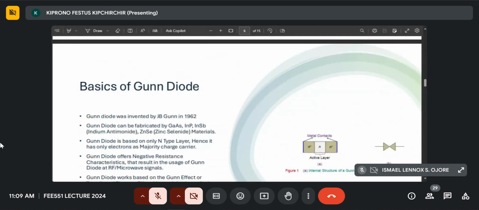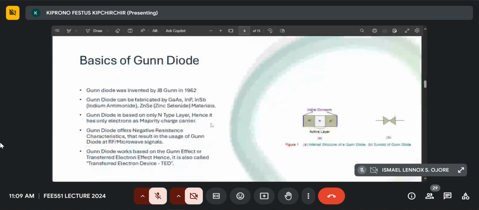It was invented by J.B. Gunn in 1962. I don't remember the exact labs, but I had read about them, though I didn't indicate it here. This is just a repetition of what I said earlier: gallium arsenide, indium phosphide, and all those.